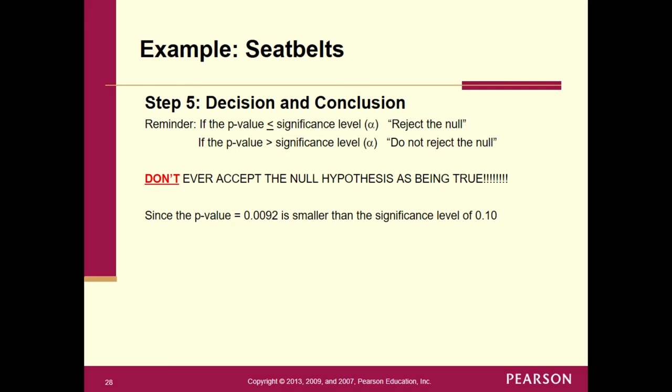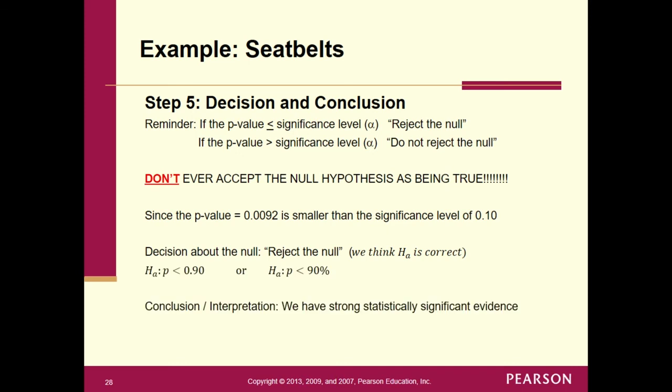It is smaller than the significance level of 0.1. So we're going to reject the null, and we think HA is correct. And remember what HA was? p was less than 90%, so we think it's less than 90%. So our conclusion: we have strong statistically significant evidence. This time I put in the 10% significance level. If you don't want to put that 10% significance level, I'm okay.